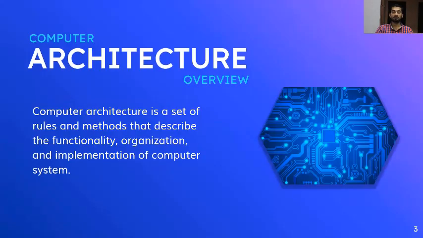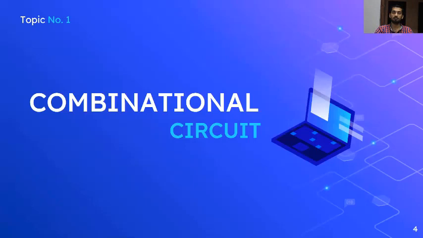Before we go further, let's have an overview of what computer architecture is. Computer architecture is a set of rules and methods that describe the functionality, organization, and implementation of computer systems. So computer architecture is all about the internal parts of a computer, what it is made from, how it is made, and what functionality they perform. So topic number 1 is combinational circuit.